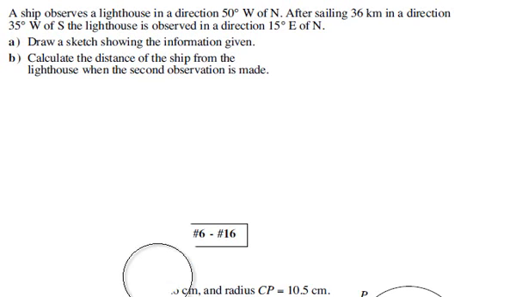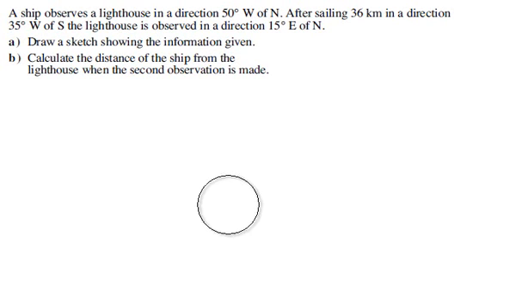Alright, I haven't rehearsed this one, so let's see if I can get it on the first try. The ship observes the lighthouse in a direction of 50 degrees west of north. After sailing 36 kilometers in a direction of 35 degrees west of south, the lighthouse is observed in a direction of 50 degrees east of north. Oh yeah, this is going to be bad.